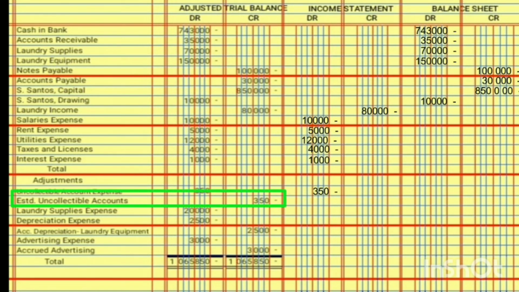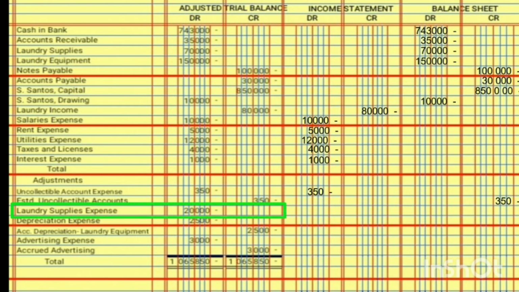Next is estimated uncollectible accounts of 350 credit. So this is a contra asset account of accounts receivable. And since accounts receivable is a balance sheet account, that means this estimated uncollectible accounts is also a balance sheet account. So it will be forwarded or extended to the balance sheet column. Credit, we have 350. Next is laundry supplies expense, 20,000 debit. So this is an expense account. So this will be extended here in the income statement column, debit.